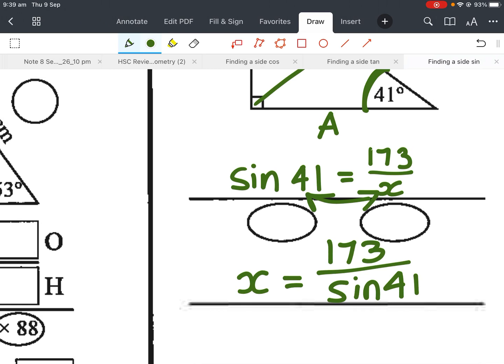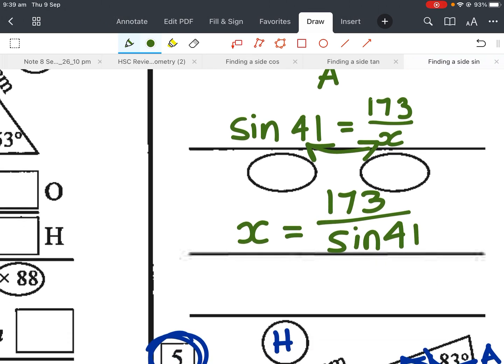Now I'm going to put that in my calculator. Riley's calling, so I'm going to have to stop in a minute. 173 over sine 41, close brackets, and I get 263.7696, so that rounds up to 263.77.